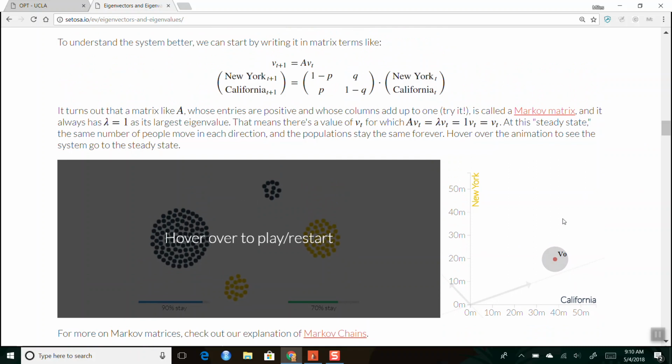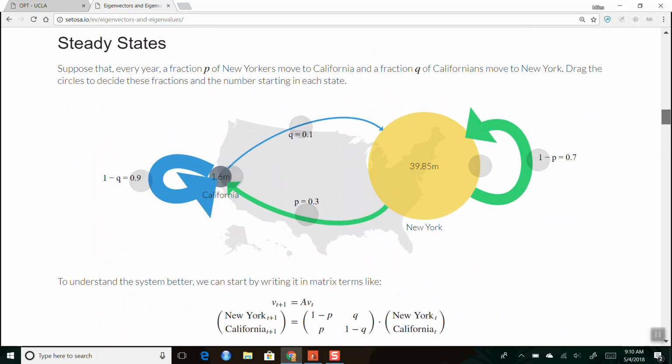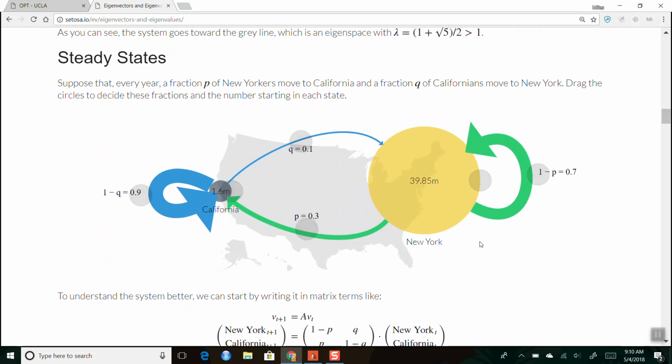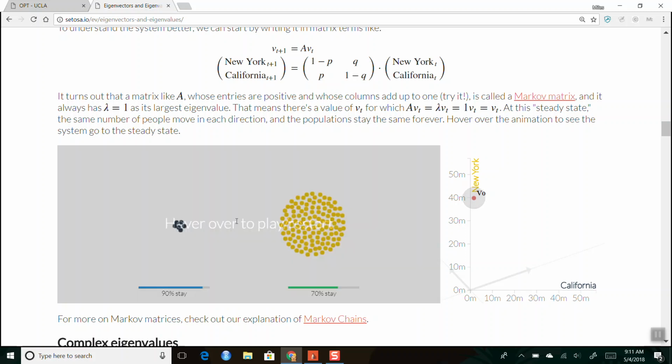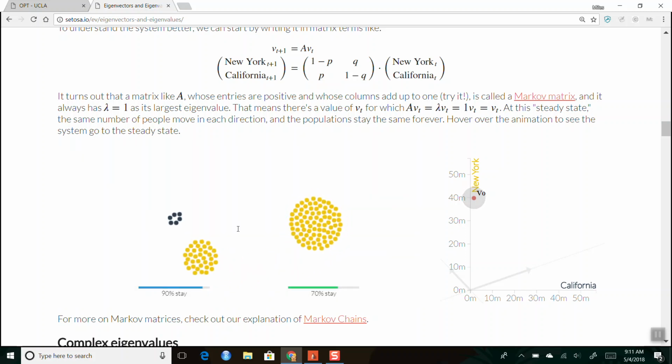Now we can arrange this in some other way. This will be our initial state where New York has 40 million and California only has 1.6 million. When we hover over this, we will still see about 10% from California going to New York and 30% of New Yorkers coming to California. So in the beginning, there's not even enough for one to go over.